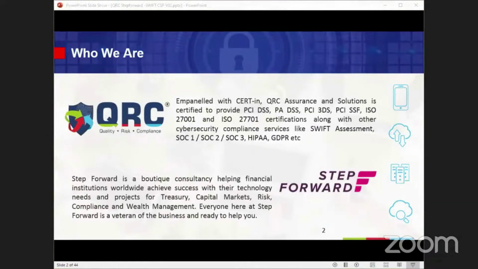To officially start, today's speaker will be talking about SWIFT CSP maintaining compliance with v2021.